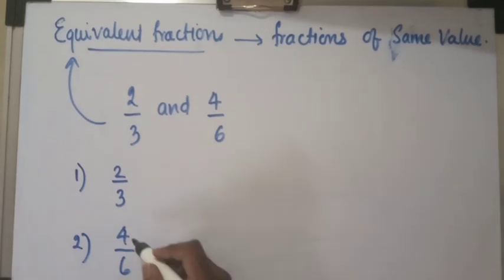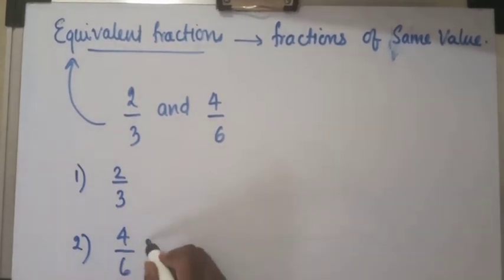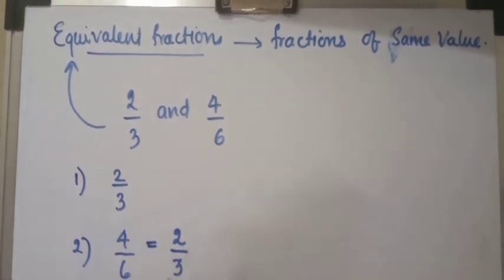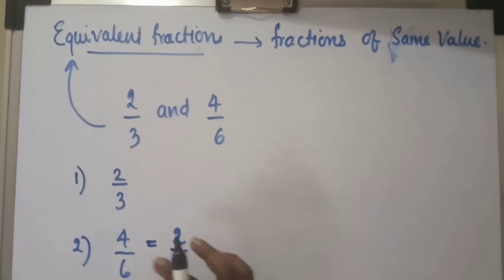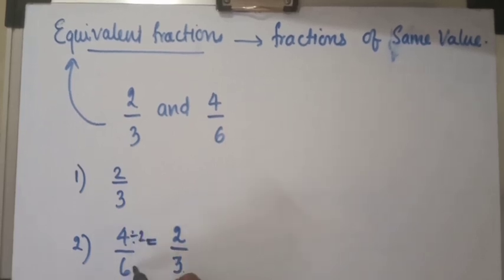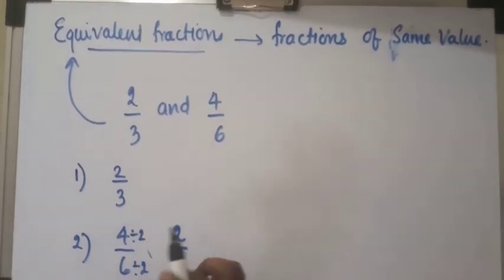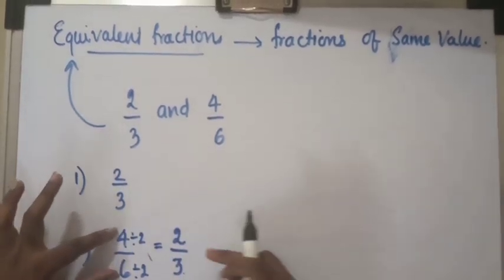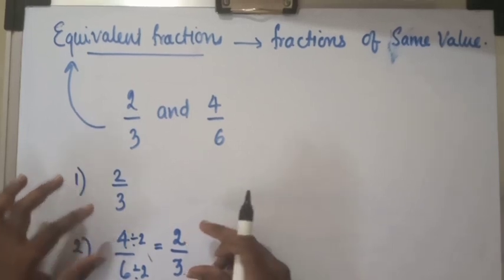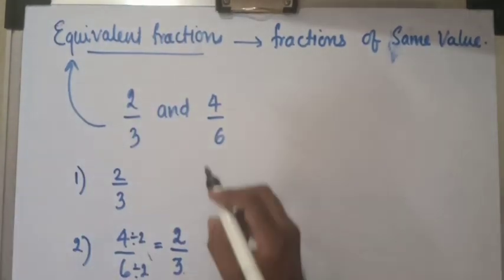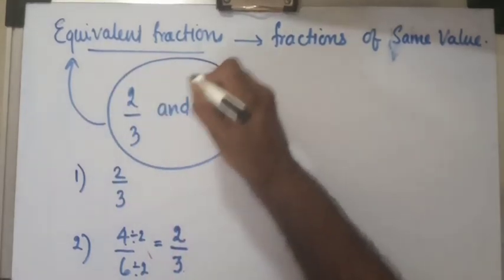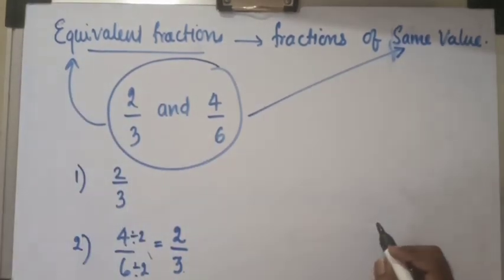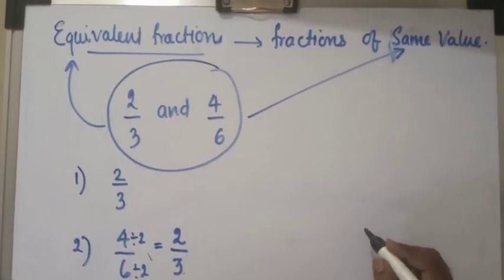Say I can divide it by 2, so 4 goes in the table of 2 and 6 goes in the table of 2, right? So 2 2s are 4, 2 3s are 6. That means 4 is divided by 2 and it is converted into its simpler form, which is 2 by 3. That means the simplest value of 4 by 6 is 2 by 3. So 2 by 3 and 4 by 6 are a pair of fractions which have the same value. And that is why such fractions are called equivalent fractions.